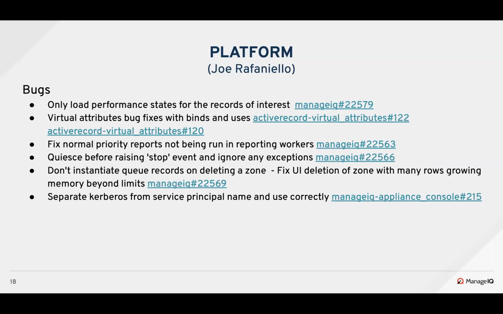Next, I fixed a bug where the server shutdown would attempt to raise a stopped event before quiescing workers and roles. And this would prevent quiesce from actually running if the event creation failed. Then I fixed another bug where you were not able to delete an inactive zone that had many unprocessed queue messages. And finally, I fixed a bug in the IPA certmonger code where we're using the same principal name value in commands that needed or didn't need the realm appended. This was changed to two separate named concepts so clients can choose which one they need. And this is what was done.